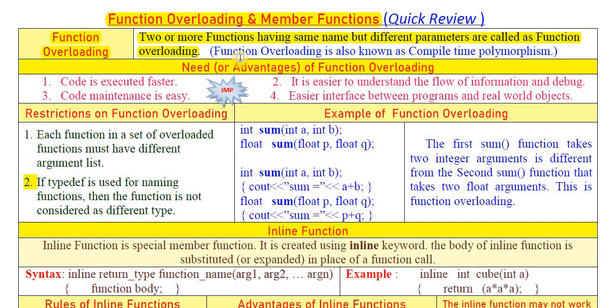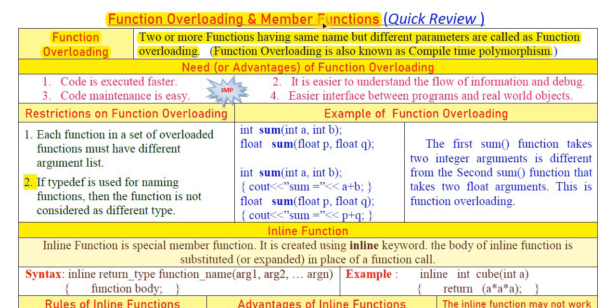So to overload functions, we have to take minimum two functions. We can take more than two also, but minimum we have to take two functions having same name but they are different. They are having different parameters. Then only we can overload the functions. So another name of function overloading is also known as compile time polymorphism.